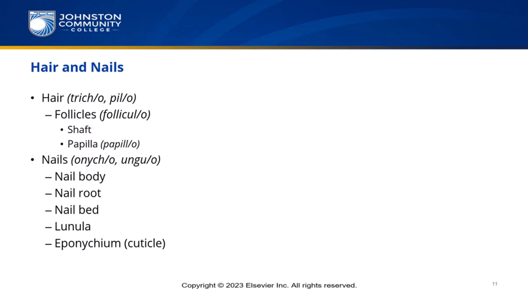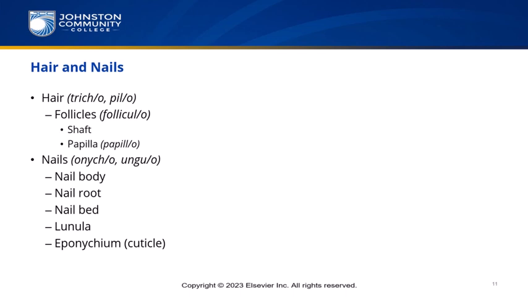Hair and nails. The combining forms for the hair are tricho, pronounced like trick or treat, and pilo. You can use this little word association to hopefully help you. Think she has maybe a tricky hairdo, or she has a pile of hair on her head. I hope either one of those will work for you.